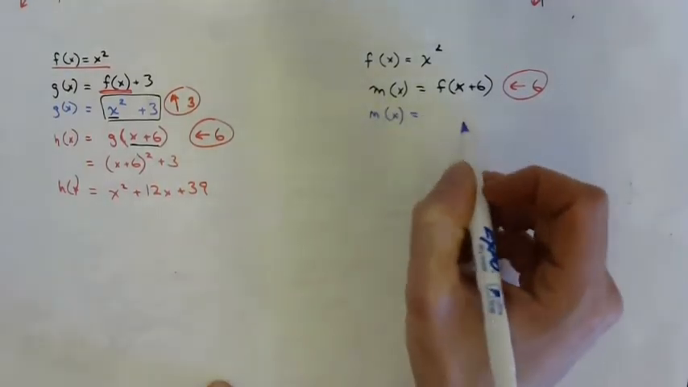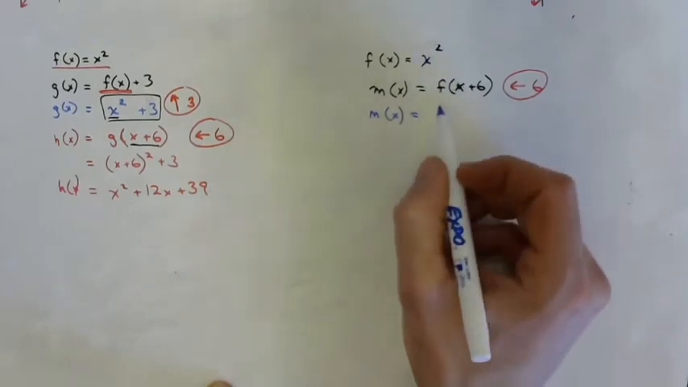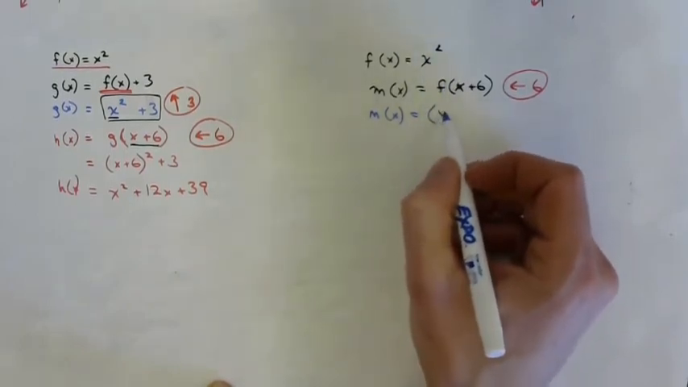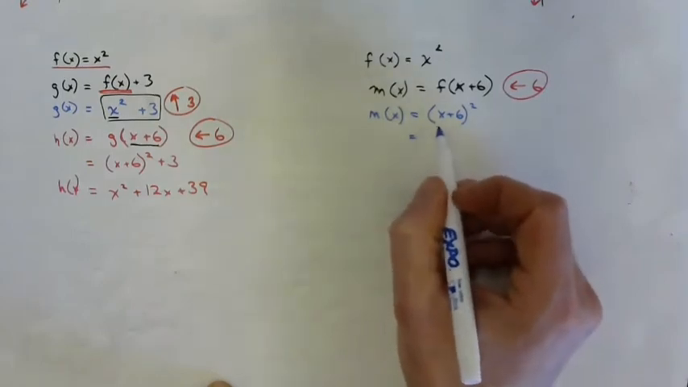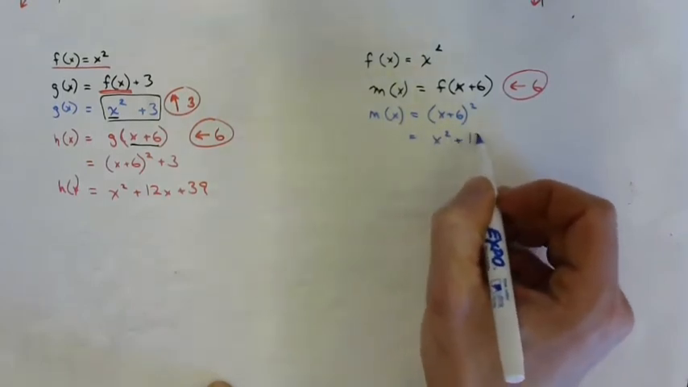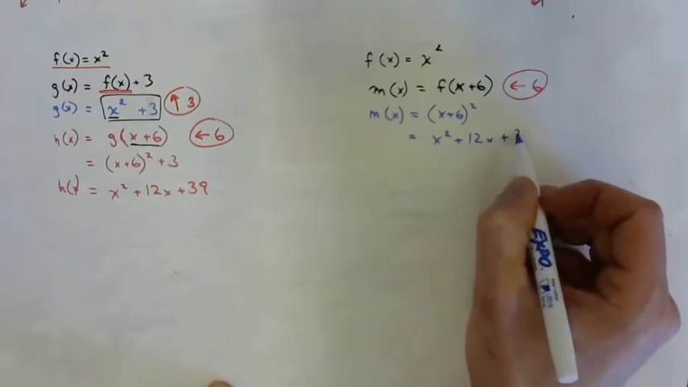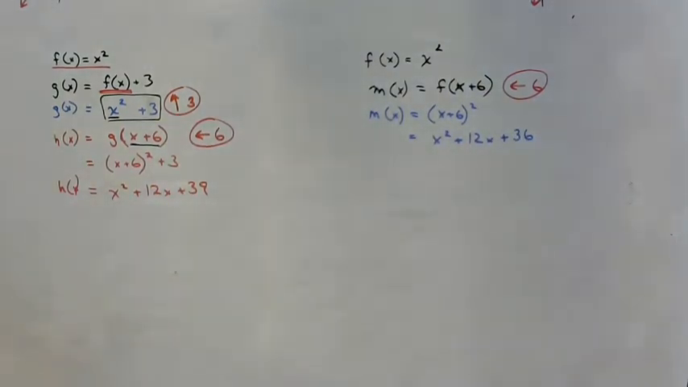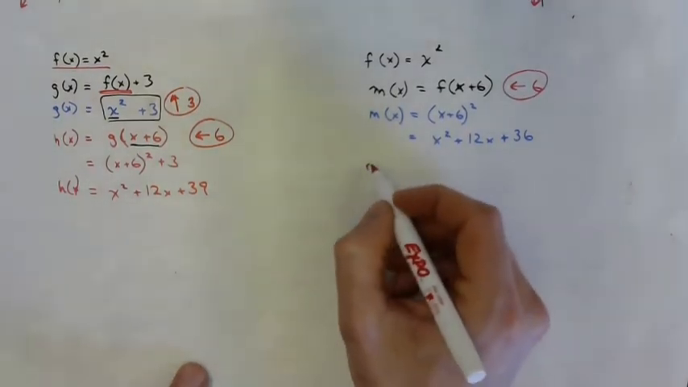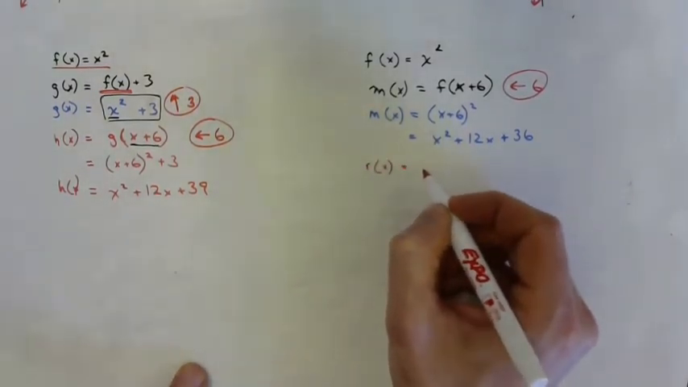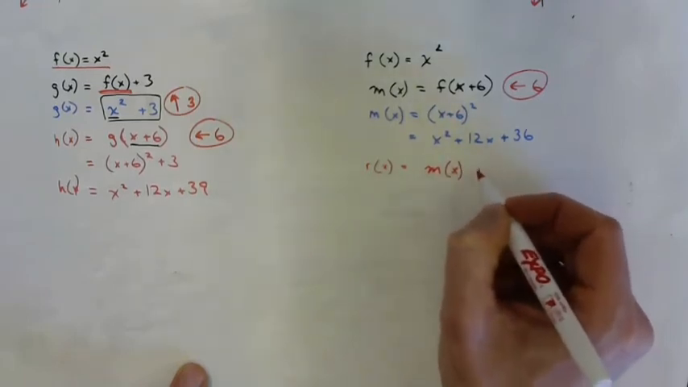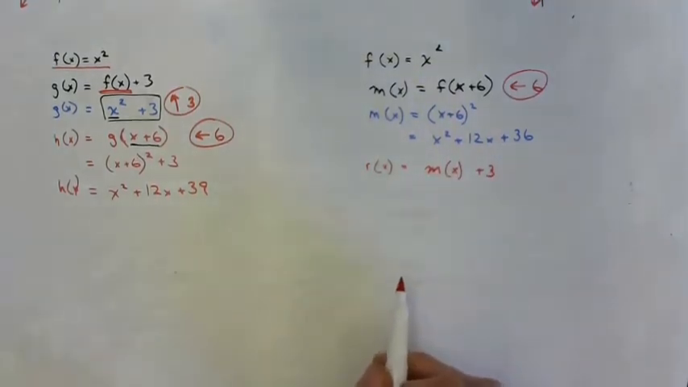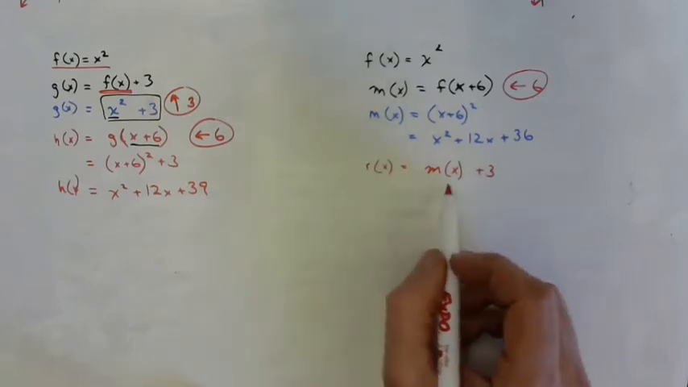m of x equals, I'm just taking f of x, but everywhere I see an x, I'm going to sub in x plus 6. And if I simplify this, I get x squared plus 12x plus 36. Then it says r of x is m of x plus 3. What transformation is being applied here?